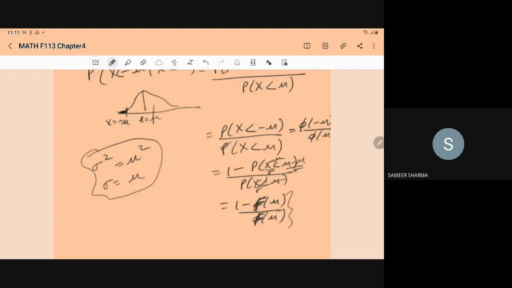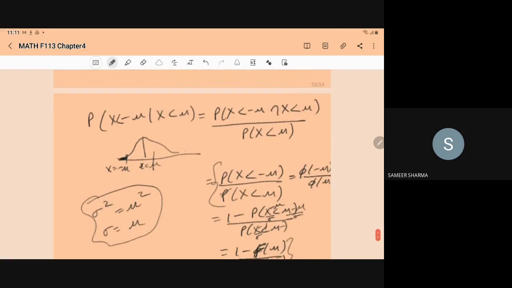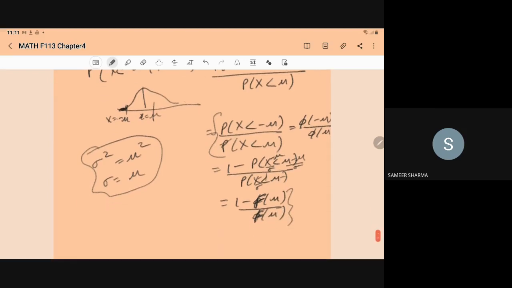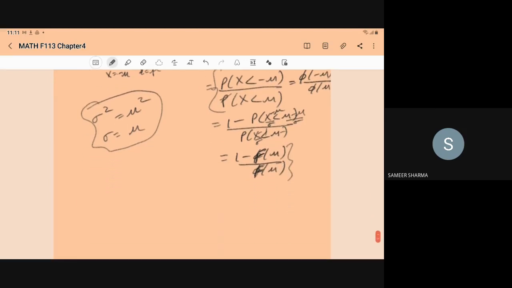Actually, I want to convey mainly this: how it is coming that x less than minus mu given x less than mu, what is the meaning of this. But if in the question it is further given to convert into standard, then it will be standard 1. Then you have to convert x minus mu upon sigma, mu minus mu. So it will give 0, 1. 1 minus phi of 0 upon phi of 0. So it will give 1 minus 0.5 upon 0.5.